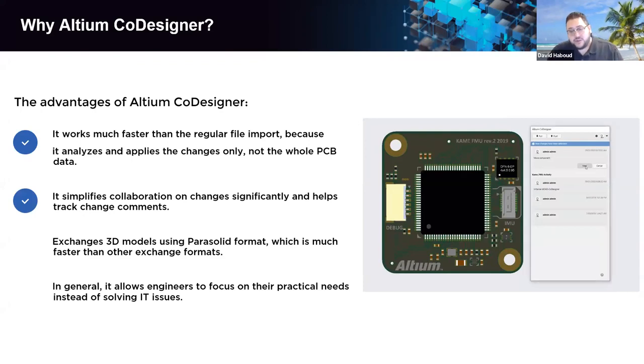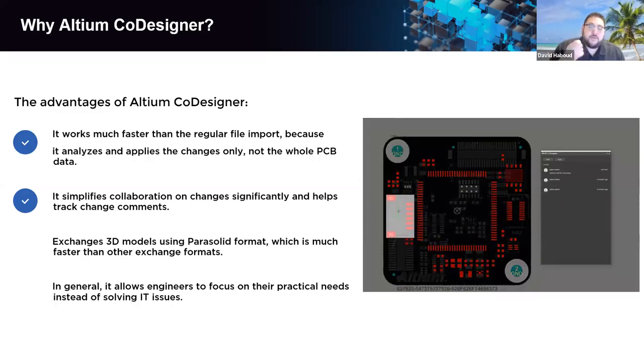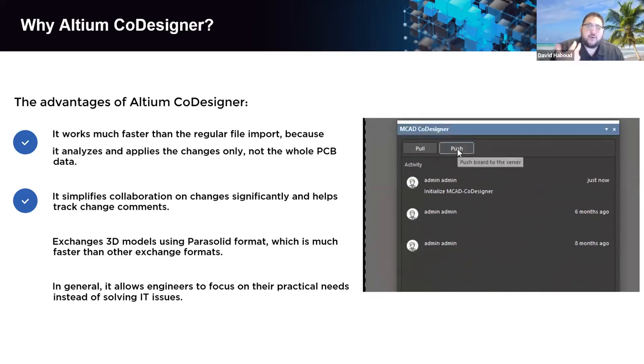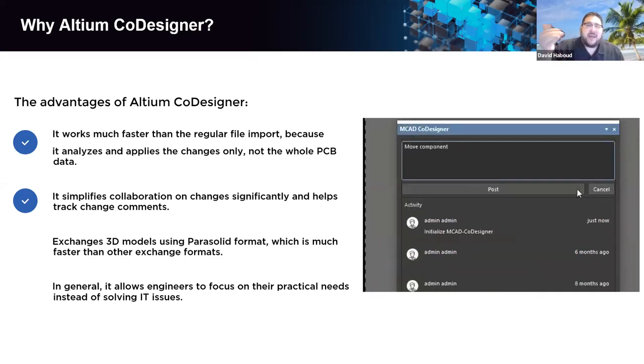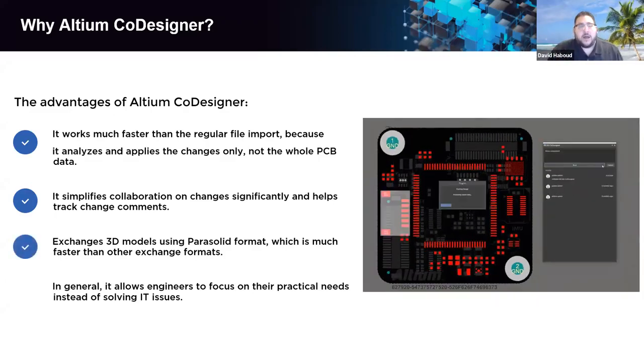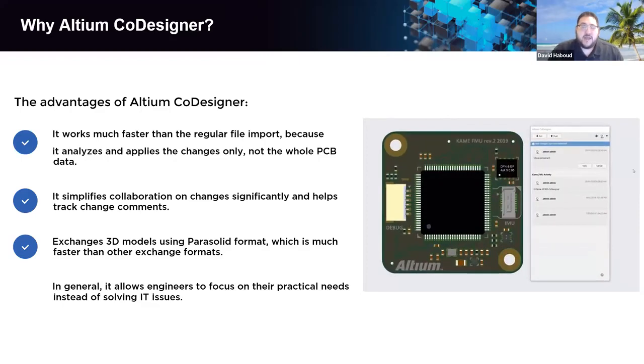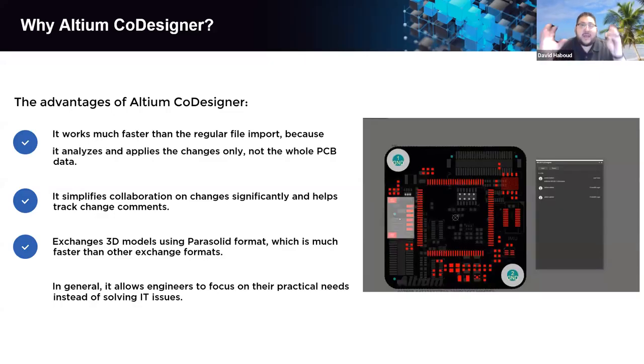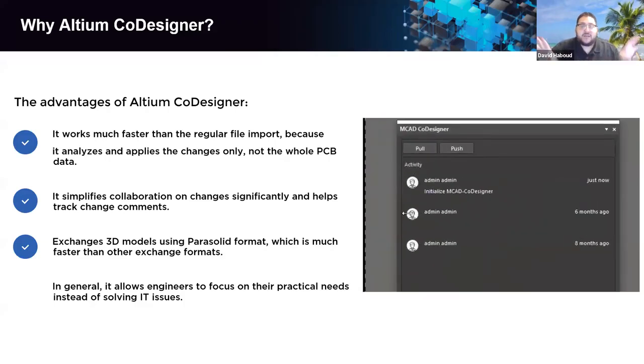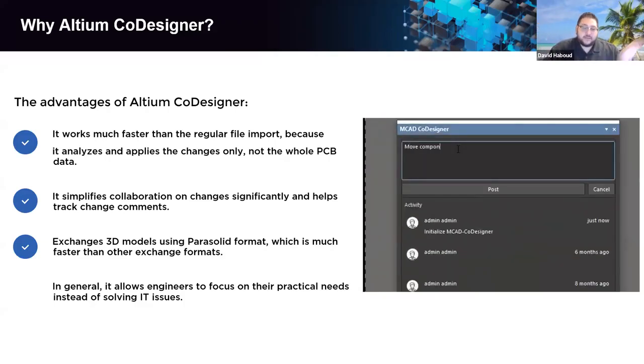It simplifies collaboration too, because you can track the changes and comments for those changes as well. So you know what the changes are, you can view what the changes are, you can accept or reject the changes, and you have a history of those changes. The models being exchanged from both sides are converted through the system in parasolid format, which is much faster than the other exchange formats. And that's something you don't have to think about. It does that automatically. And again, it converts it to the native file formats of the ECAD or MCAD system.